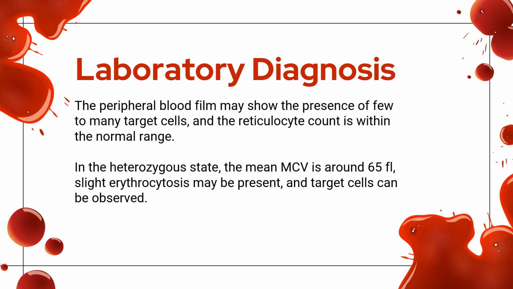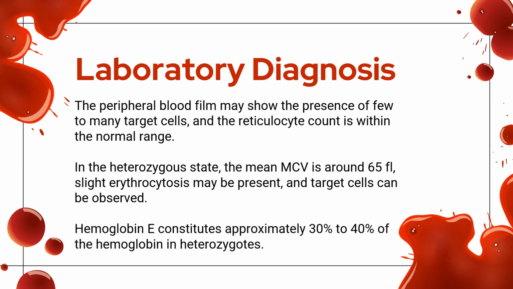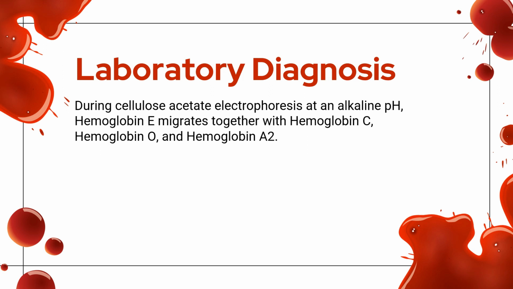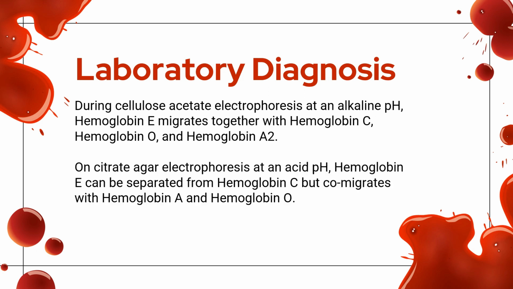In the heterozygous state, the mean MCV is around 65 femtoliter, slight erythrocytosis may be present, and target cells can be observed. Hemoglobin E constitutes approximately 30% to 40% of the hemoglobin in heterozygotes. During cellulose acetate electrophoresis at an alkaline pH, hemoglobin E migrates together with hemoglobin C, hemoglobin O, and hemoglobin A2. However, on citrate agar electrophoresis at an acid pH, hemoglobin E can be separated from hemoglobin C but co-migrates with hemoglobin A and hemoglobin O.